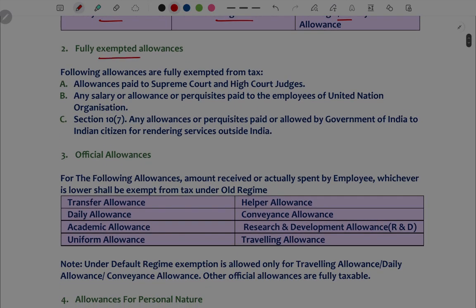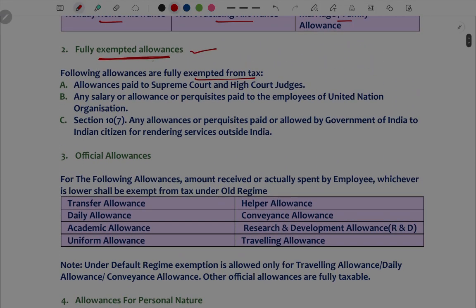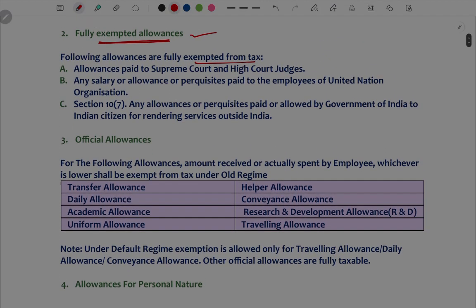And then there are fully exempted allowances. What do we mean by fully exempted allowance? It means you will not add it in your income under the head salary. So what are the allowances which are fully exempted from tax?